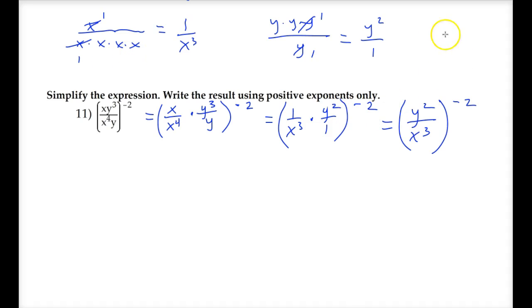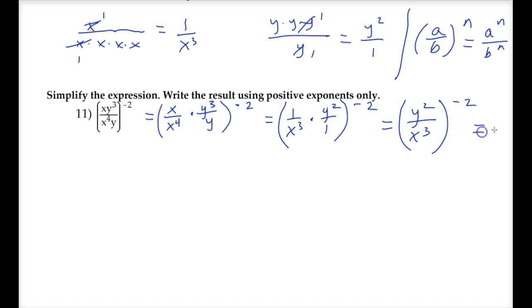The other part of this is to remember that whenever we have something raised to an exponent, we could raise the numerator by that exponent and the denominator by that exponent, okay?